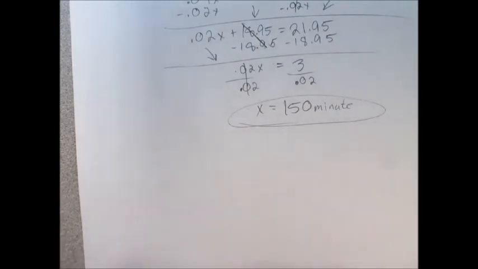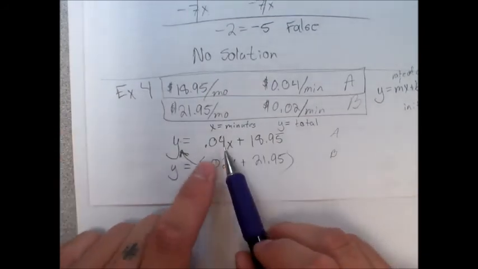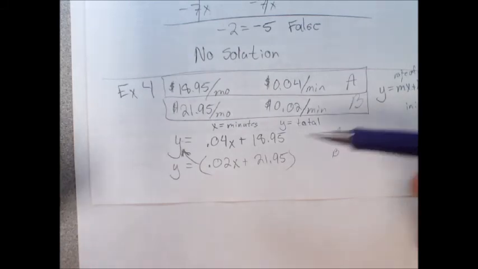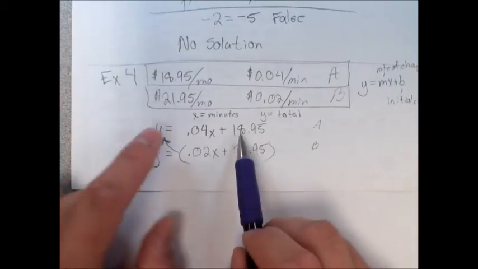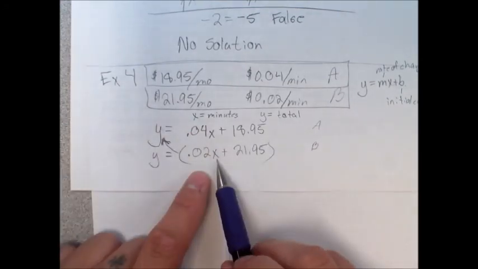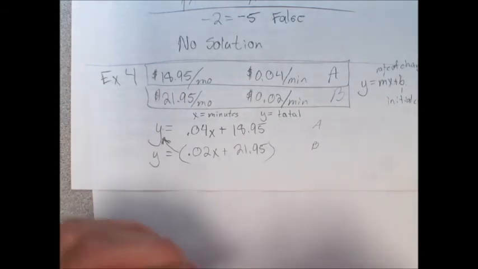So what does that mean in the real world for us? If I look at company A, I'm getting charged 4 cents per minute, but I'm paying $18.95. So everything up to 150 minutes would make company A cheaper. But everything after 150 minutes would make company B cheaper. So it all depends on how much you plan on using. Any questions?